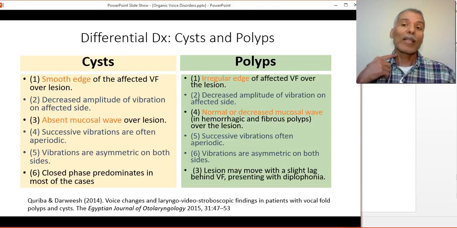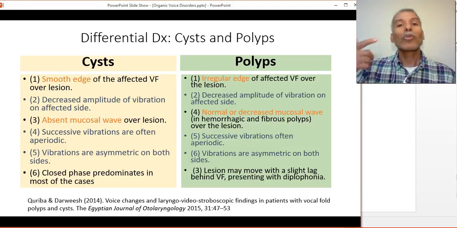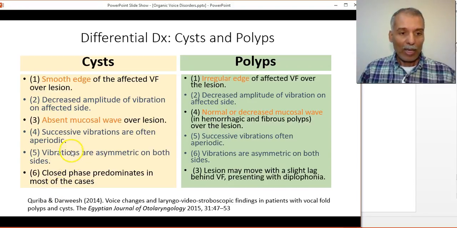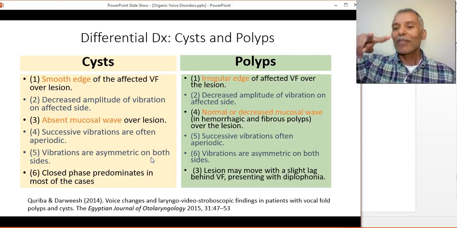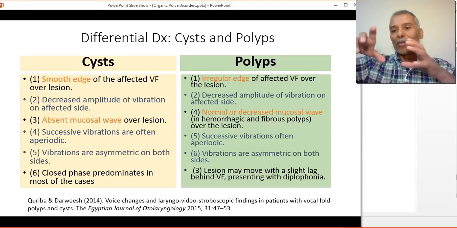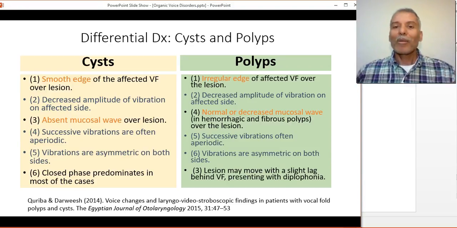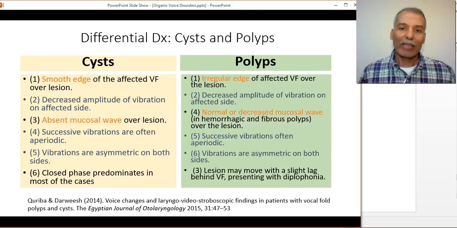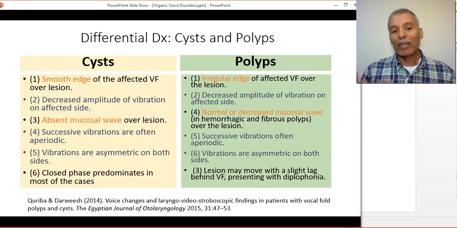So if that's not the case, then resonance is going to change. And then vibrations are asymmetric on both sides. That means that the side with the lesion is heavier and it's more stiff, and it's not going to vibrate at the same rate as the other one. So in that case, depending on the size, it could cause diplophonia.